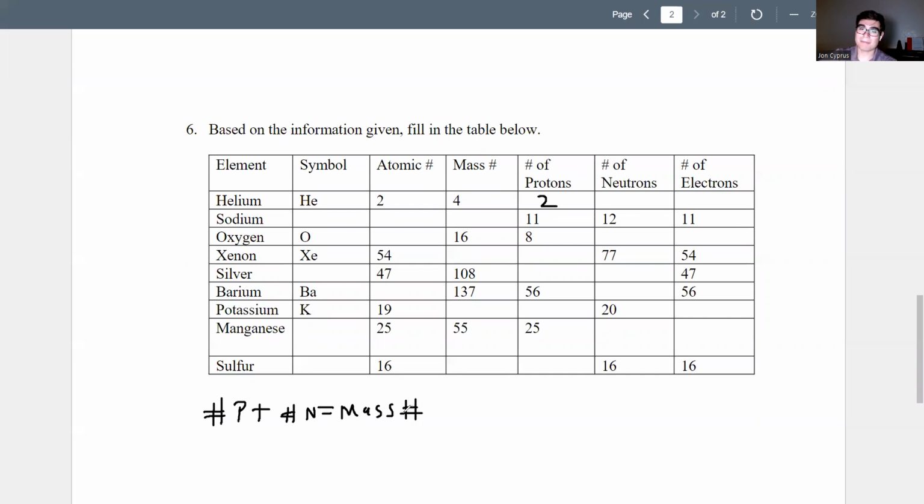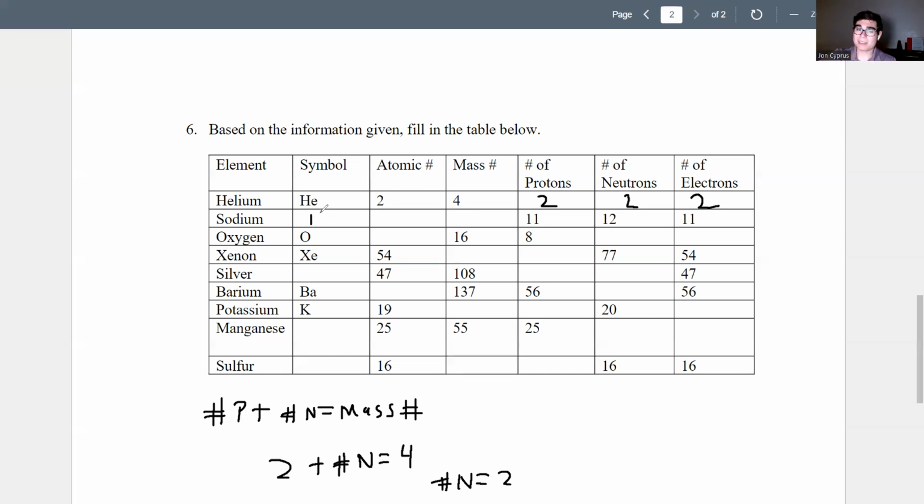So I have 2 protons plus some number of neutrons equal to 4. So I must have 2 neutrons for this first one. We're essentially subtracting the number of protons from the mass number. So this is a 2. And as I said, it's going to have the same number of electrons in these kinds of elements. Not ions; with ions we'd have different numbers of electrons, from our definitions, but these are just the normal elements.